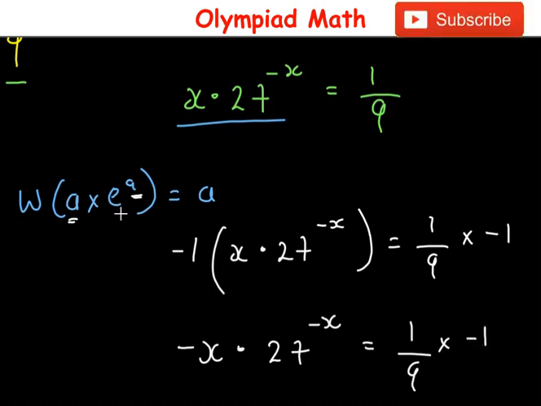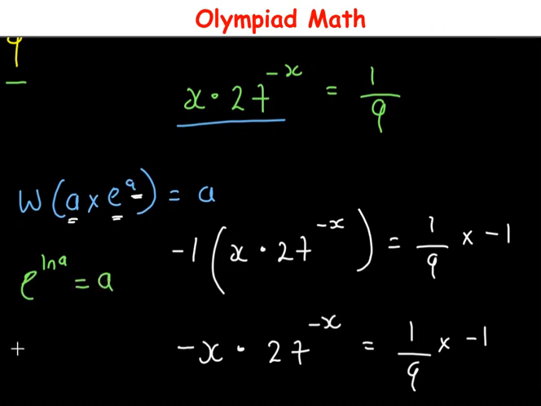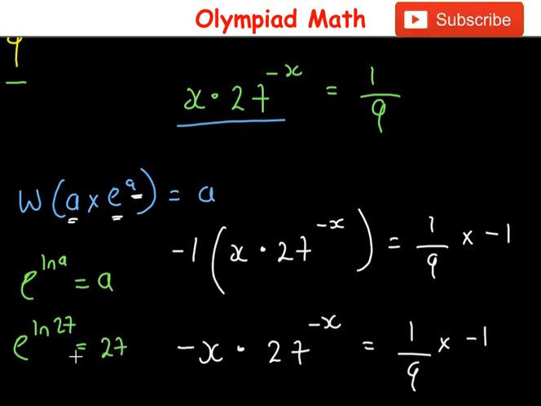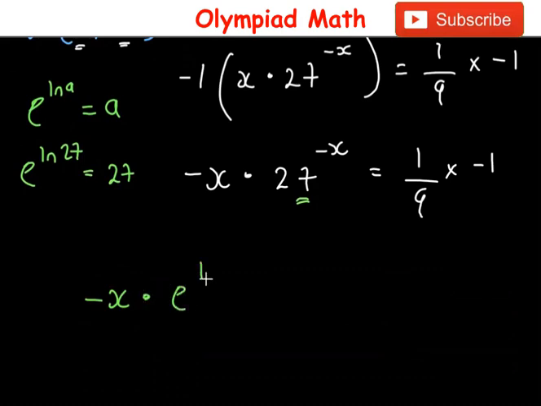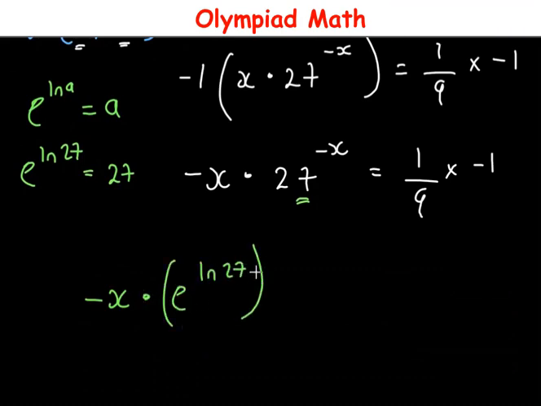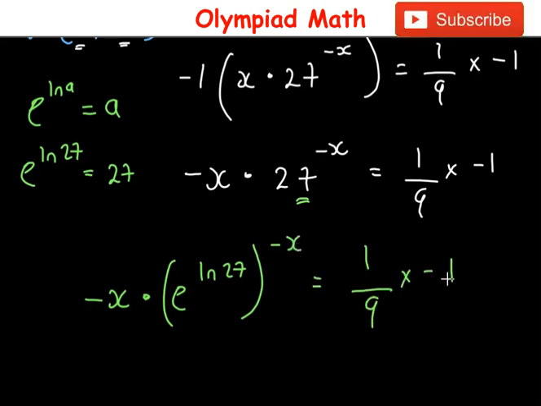Now, at this junction, you notice that e is not in the expression. So to introduce e, we're going to make use of this rule that if you have e raised to power ln a, this equals a. Following this rule, e raised to power ln 27 equals 27. So in place of 27 right here, we bring in e raised to power ln 27. From this, we have minus x times e raised to power ln 27, then all raised to power minus x, equals 1 over 9 times minus 1.